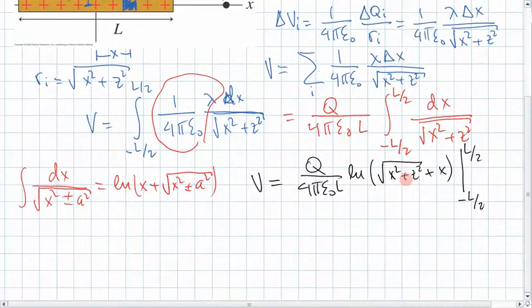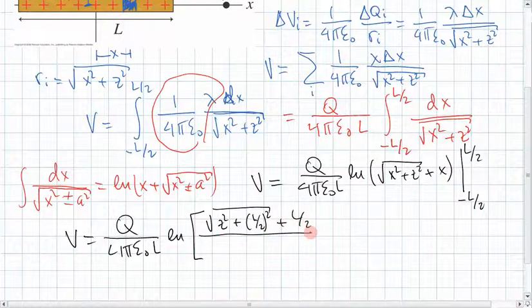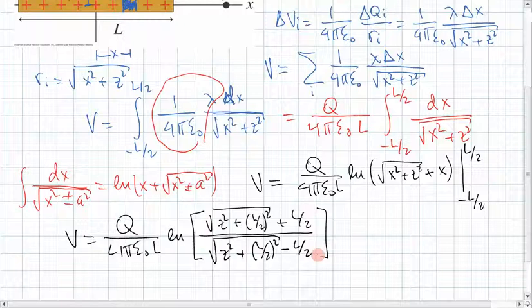So now we can evaluate this and we get that V is equal to Q divided by 4 pi epsilon naught L, and then we get ln of what? The square root of z squared plus L over 2 squared, plus L over 2, divided by the square root of z squared plus L over 2 squared, and here is a minus. That's a minus. And that is your solution.